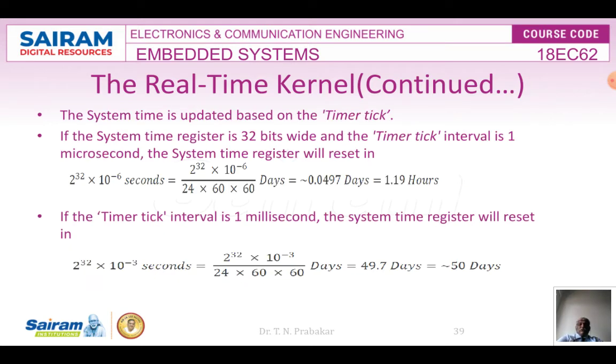So here there are two examples. One is a microsecond timer tick. For a 32-bit timer, there are 2 power 32 combinations possible, and each clock tick will be 1 microsecond, so 10 power minus 6 seconds. So what is the maximum delay that can be generated for one full count of 2 power 32? It will be equal to 2 power 32 into 10 power minus 6 seconds, which is equal to 1.19 hours. Suppose the timer tick is 1 millisecond, right? Instead of 10 power minus 6 seconds, here we are replacing it with 10 power minus 3 seconds, and in that case I'll have a maximum time delay of approximately 49.7 days, which is approximately 50 days, we can say.